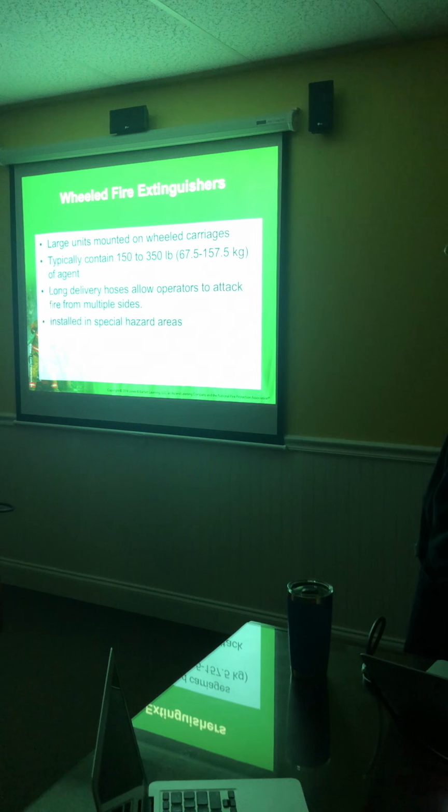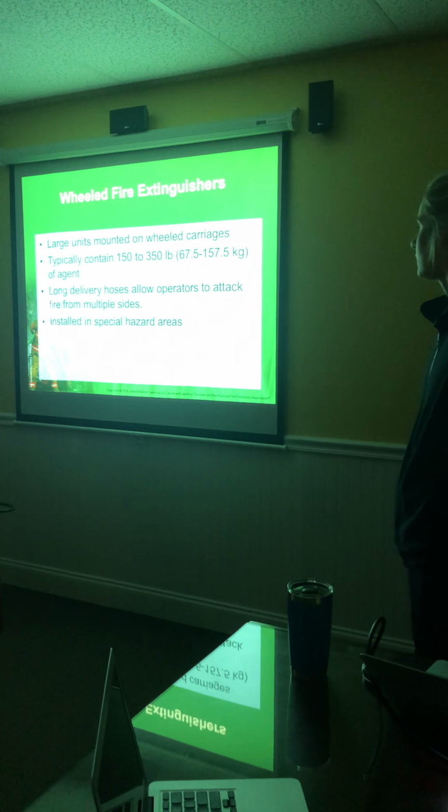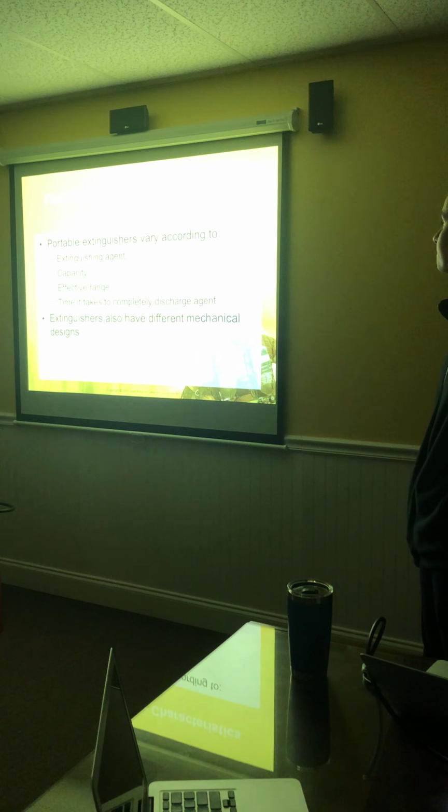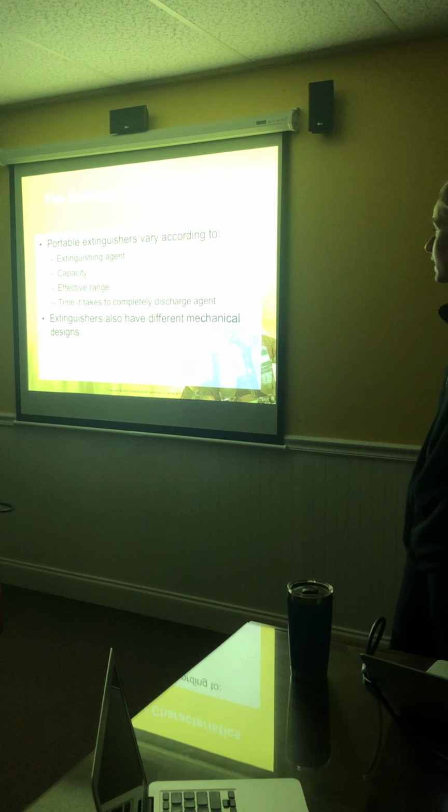Wheeled fire extinguishers are a little bit larger than most handhelds. They typically contain 150 pounds of agent, and some of them have long delivery hoses. Portable extinguishers vary according to the extinguishing agent, capacity, effective range, and the time it takes to completely discharge the agent. And many extinguishers differ in their mechanical designs.